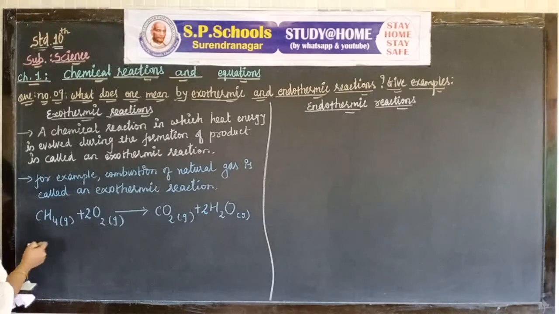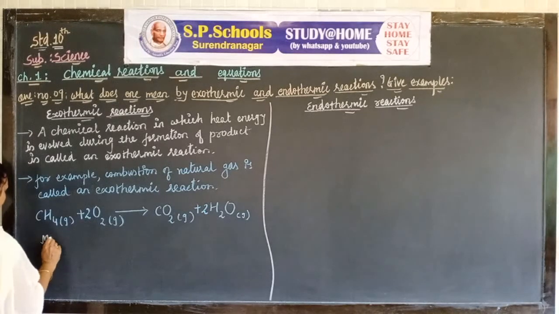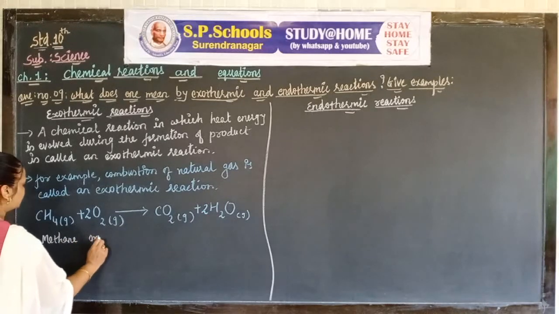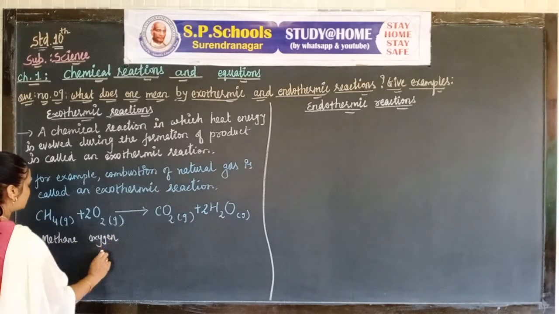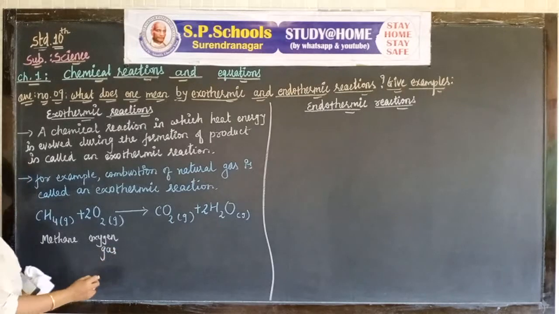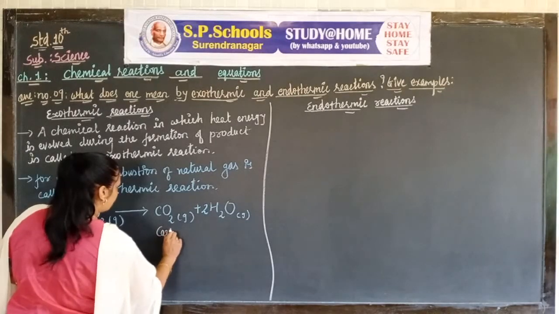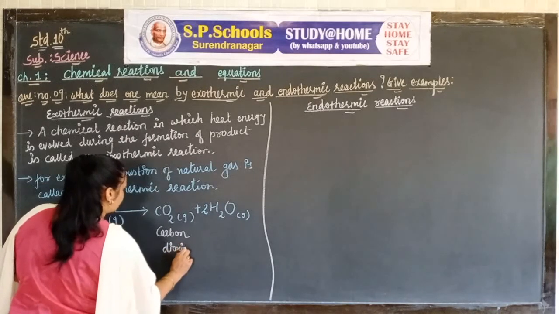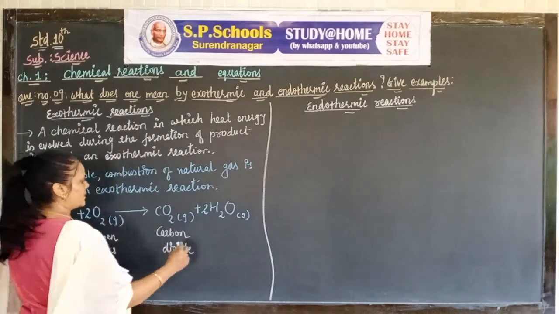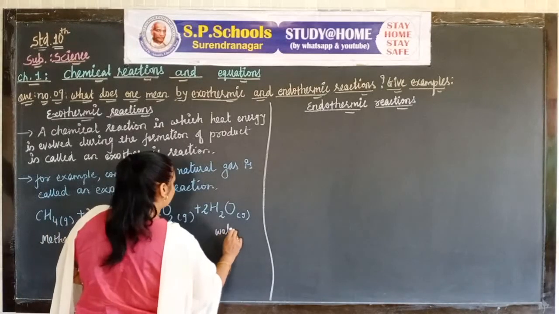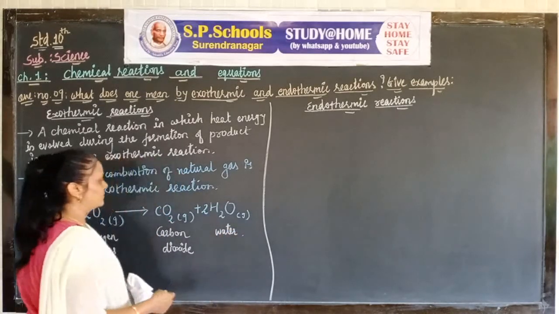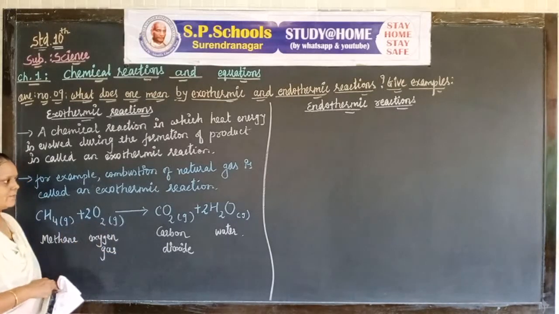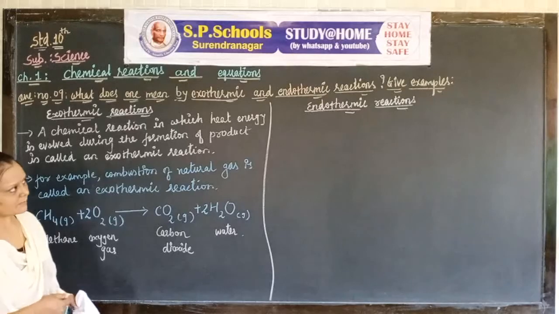Names for this: methane, oxygen gas, this one is carbon dioxide, and this is water. In reactants and products, the atoms are the same, so the equation is balanced.